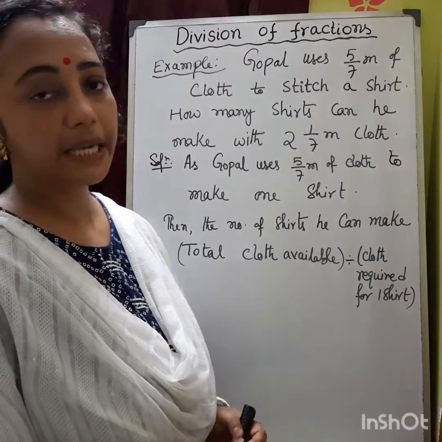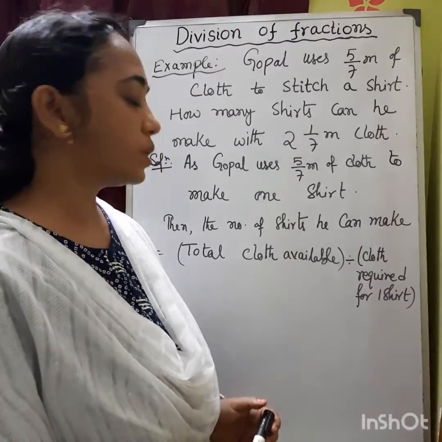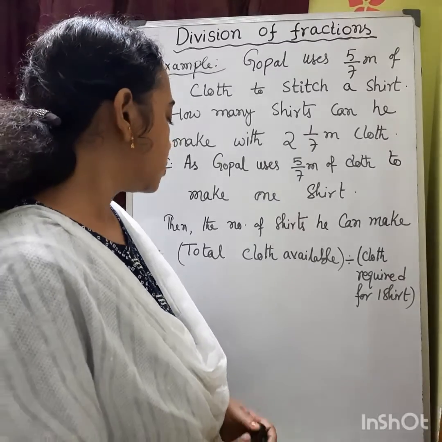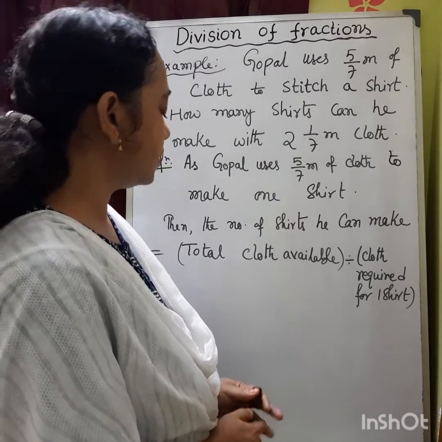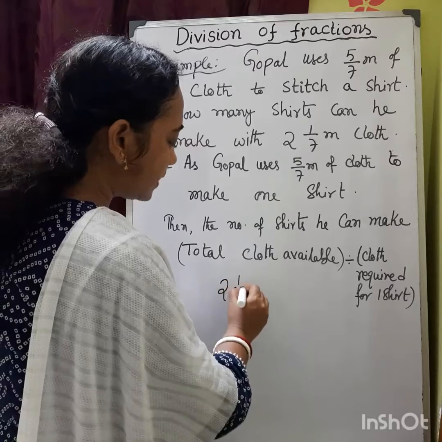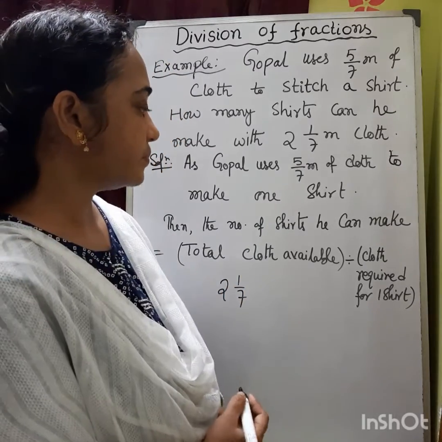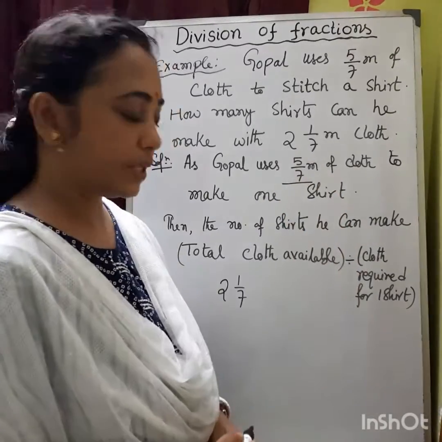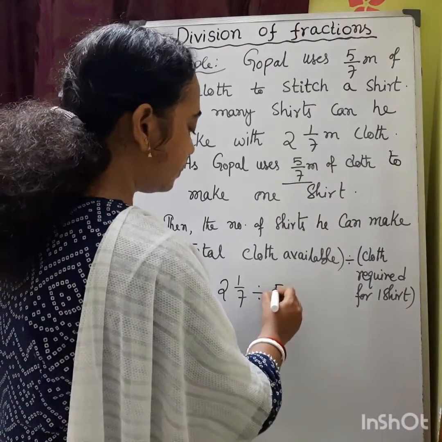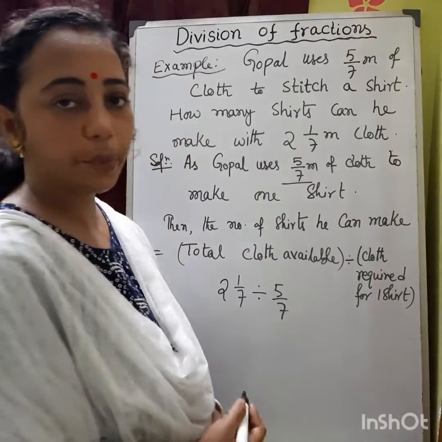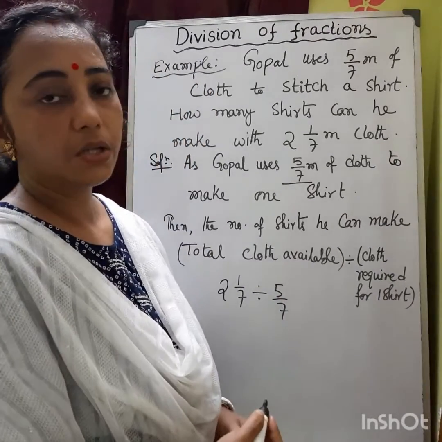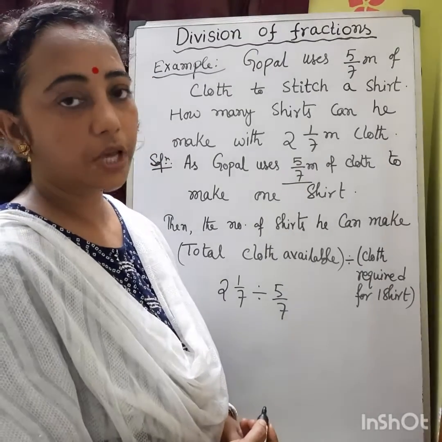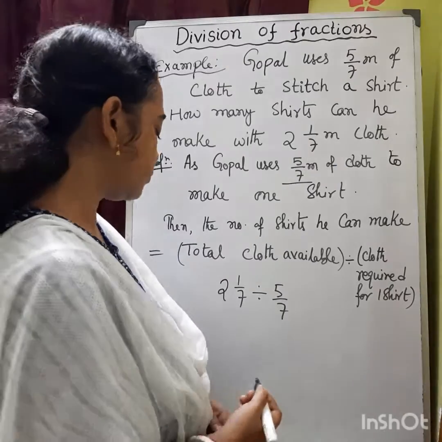So the number of shirts he can make is equal to total cloth available division the cloth required for one shirt. So the total cloth available is 2 whole 1 by 7 meter, and the cloth required for one shirt is 5 by 7 meter. So division 5 by 7, we will not write meter here because both the units are meter, so they will cancel out. And as we are finding the number of shirts, there will be no units. So this we will divide.